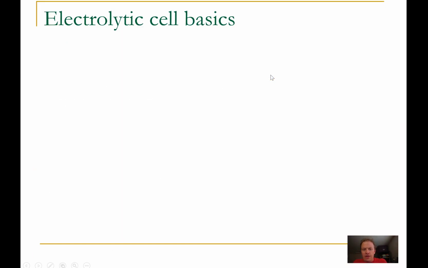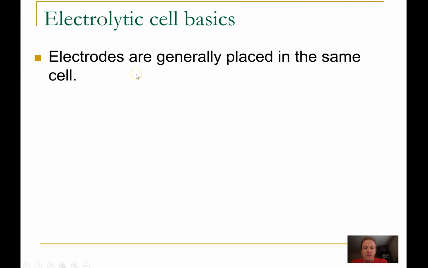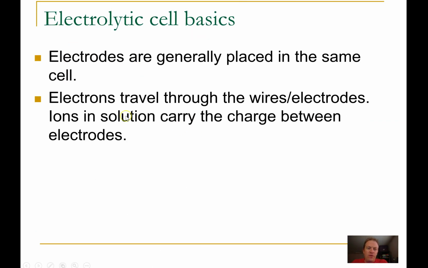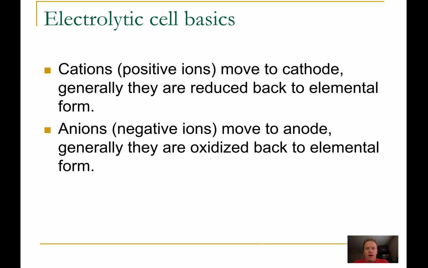Another big difference that you might notice is that in an electrolytic cell, the electrodes are usually in the same container, whereas in the galvanic cell they are separated into two different half cells. So that's another difference between them. This is the same really for both types of cells. Electrons travel through the wires, whereas ions in solution are going to carry the charge between electrodes. So that's the same in both.